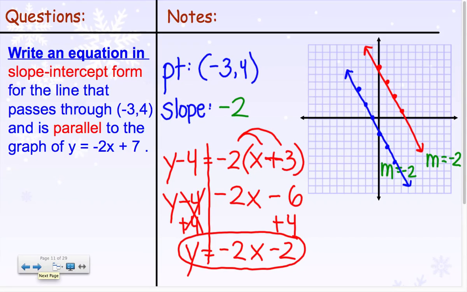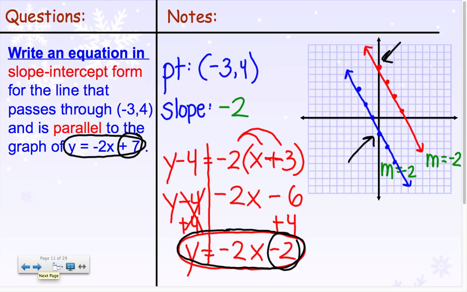Again, if I look at my two equations, they're similar in that they both have the same slope, but they're different in that they have different y-intercepts. This line has a y-intercept of +7. This line has a y-intercept of -2, which is the difference in our equations. +7, -2.